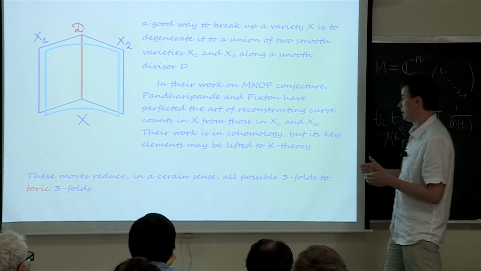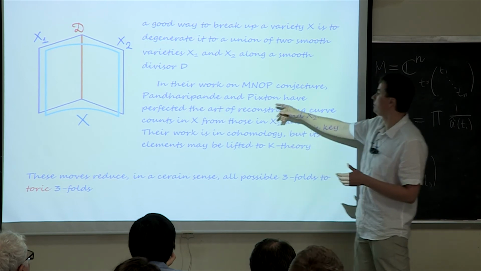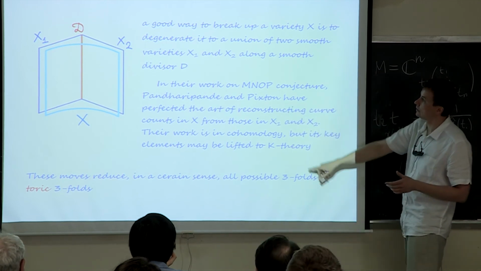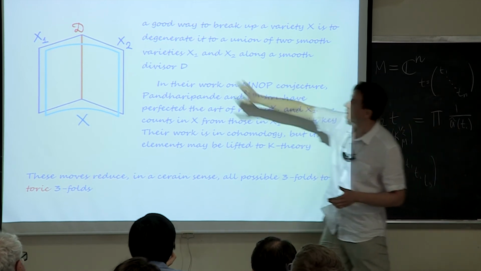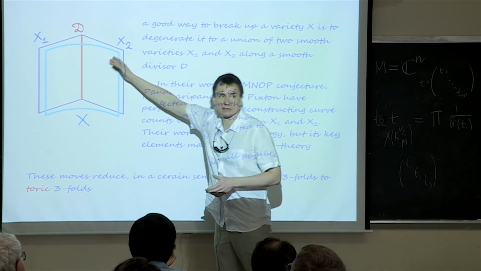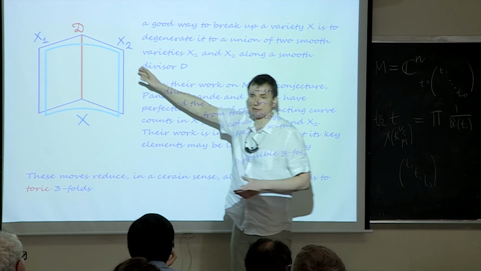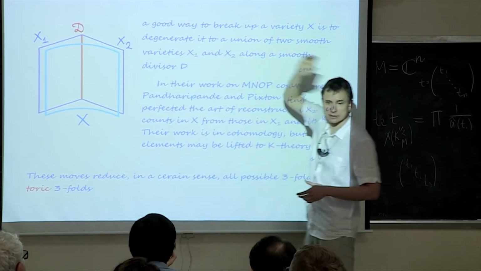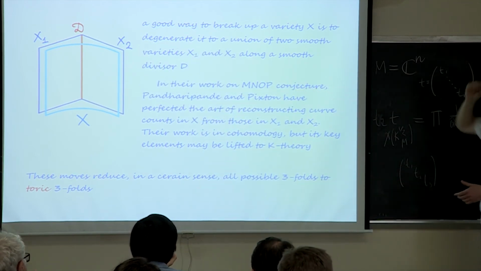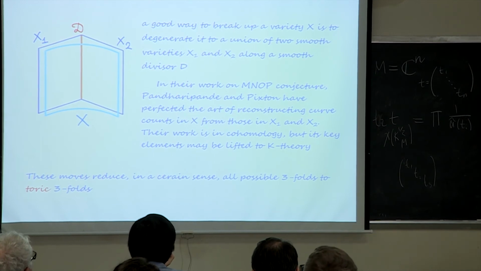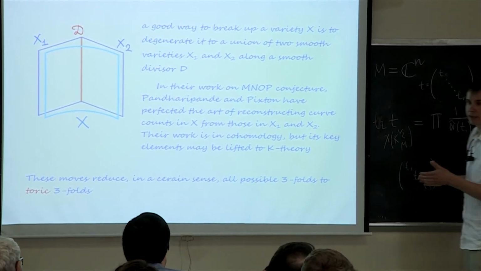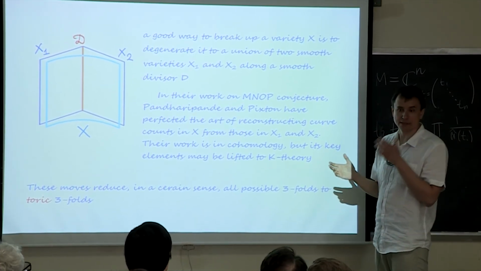And previously, Levine and Pandharipande showed that in a certain precise technical sense, if you have that move, you can break up any algebraic variety into toric varieties, in fact products of projective spaces. So if you have this move, then it's enough to do it for toric varieties.